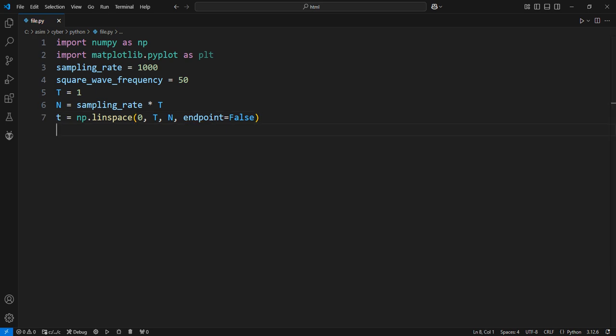Generate the square wave using a mathematical function. We use np.sign to create a square wave, alternating 1 and -1. np.sin gives us a continuous sine wave, but np.sign will turn that into a square wave by converting positive values to 1 and negative values to -1. We will base it on the frequency of the square wave. The square wave will be the sign of a sine wave with a certain frequency.